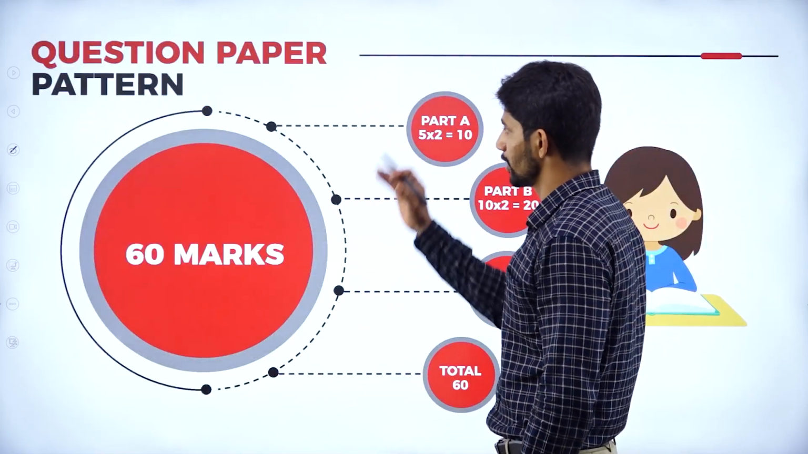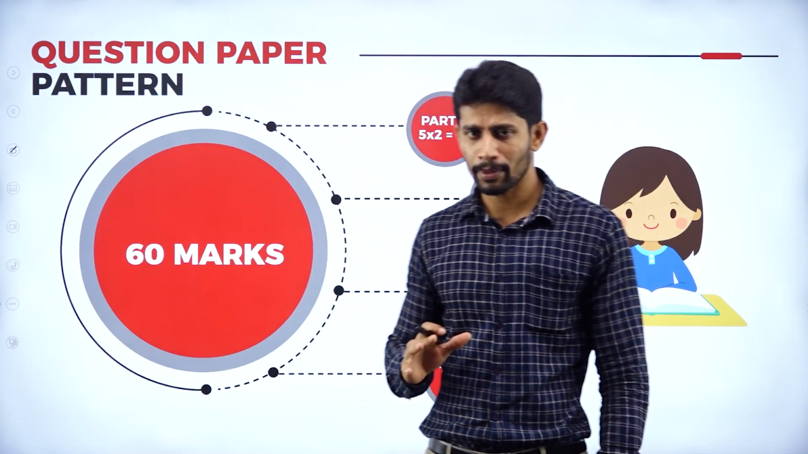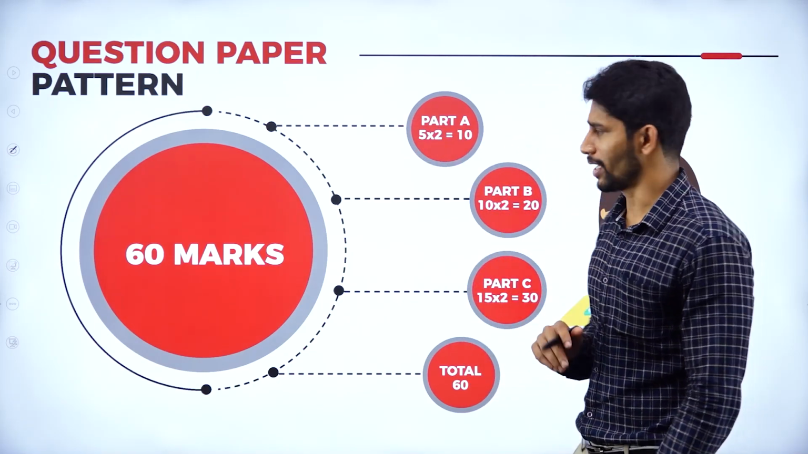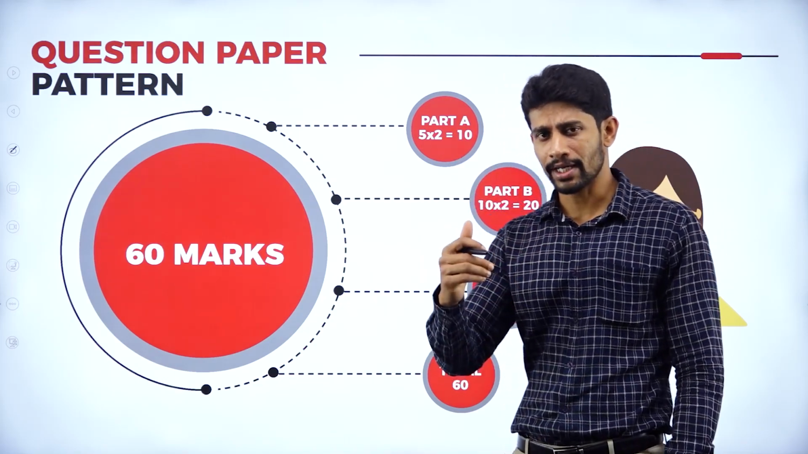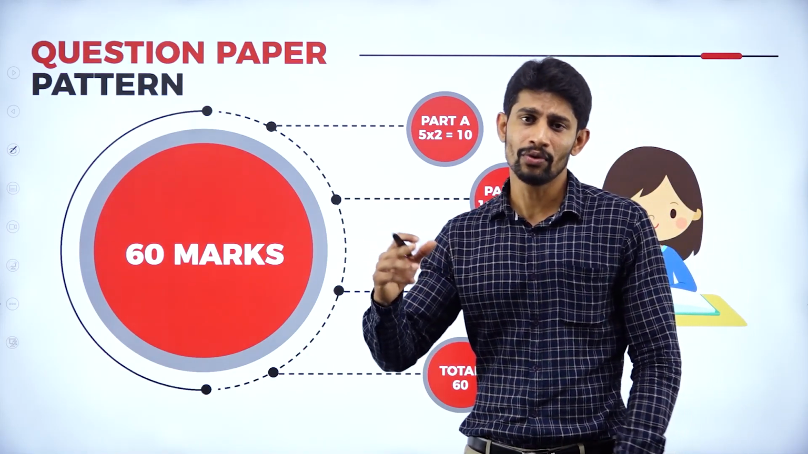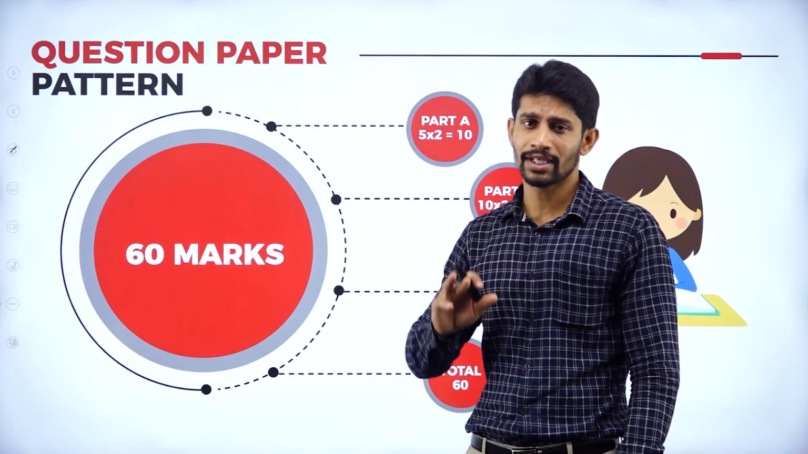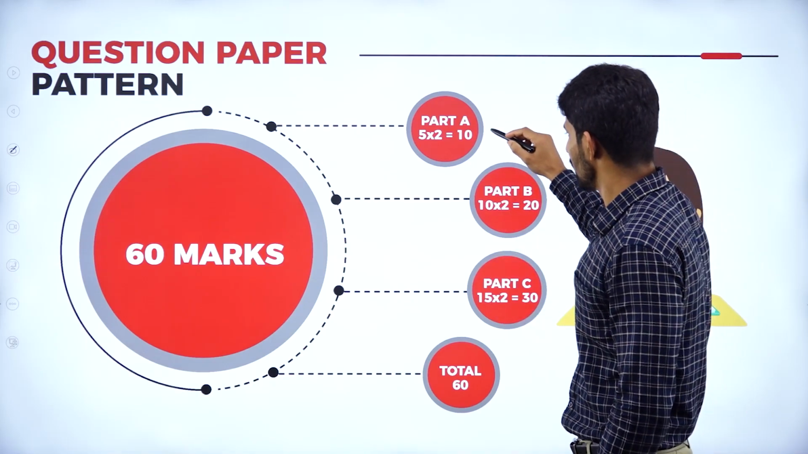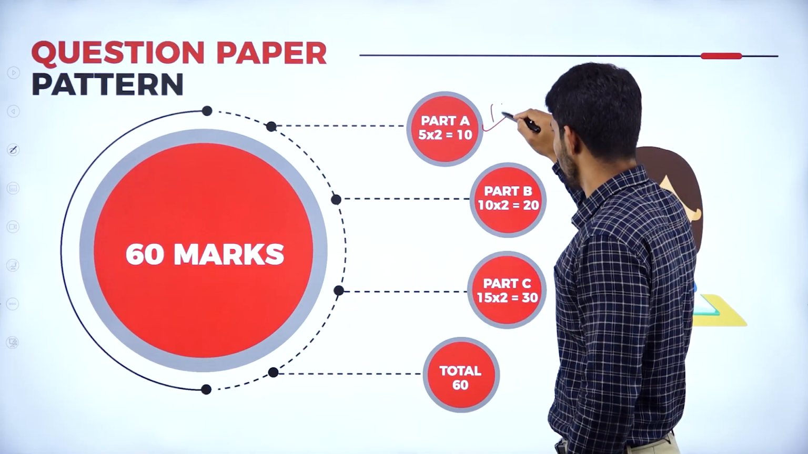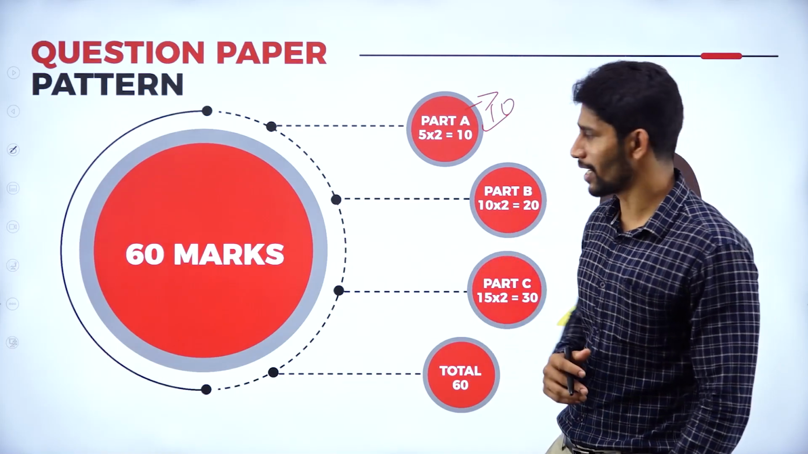So moving further, the question paper pattern for this particular subject. The question paper pattern is very easy. In part A, you will be asked 5 questions which carry 2 marks each, or 2 questions which carry 5 marks each. You can ask however you want. So either 5 questions or 2 questions, but you'll get questions for 10 marks in part A.